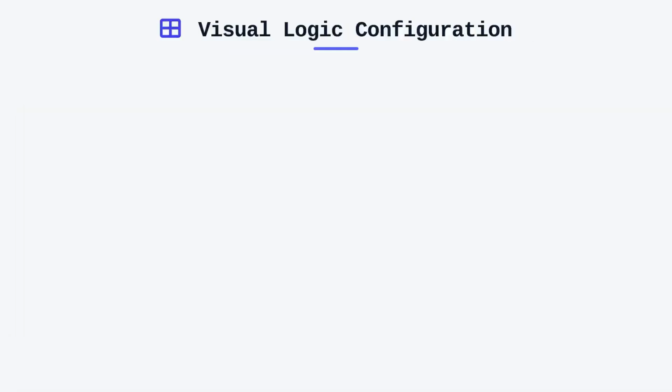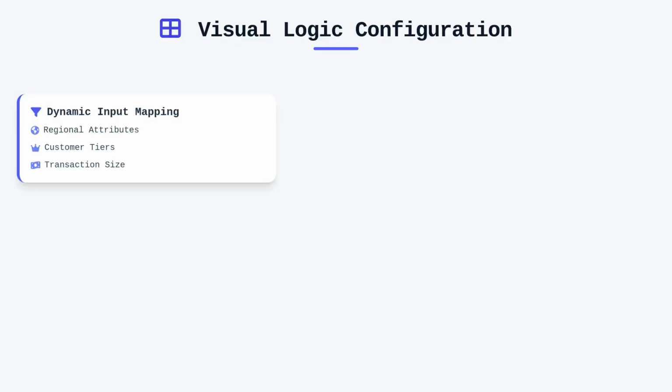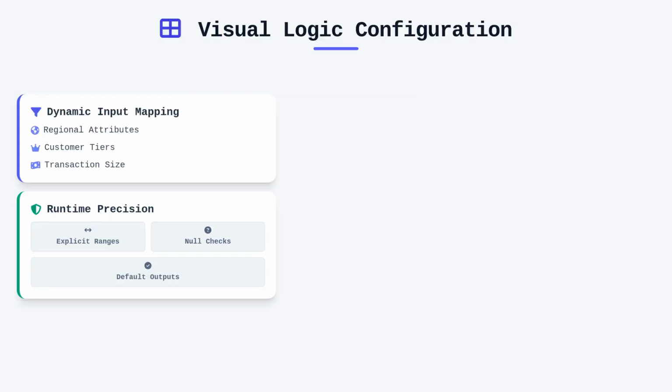The visual configuration of these logic tables allows you to map various input attributes, such as region, customer tier, or transaction size, against multiple columns to dictate the final output value. As you construct these tables, you will notice that the interface allows for explicit definitions of ranges, null checks, and default outputs, reducing the risk of unexpected results during runtime.